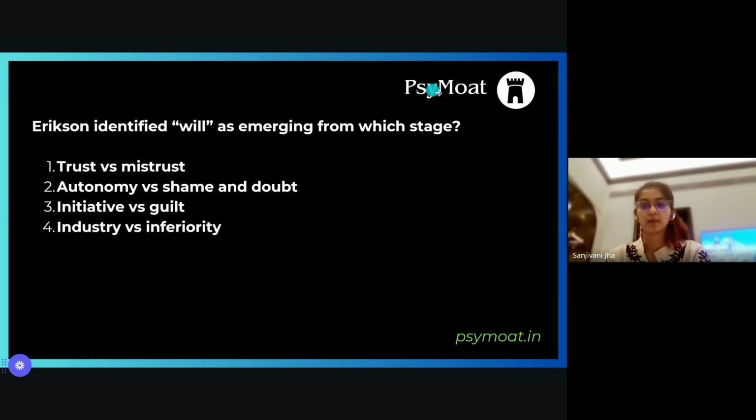Erikson identified will as emerging from which stage? Trust versus mistrust, autonomy versus shame and doubt, initiative versus guilt, industry versus inferiority. Yes. Palak, Varsha, Catherine, Sanya. Yes. So, will is a virtue that emerges out of autonomy versus shame and doubt.